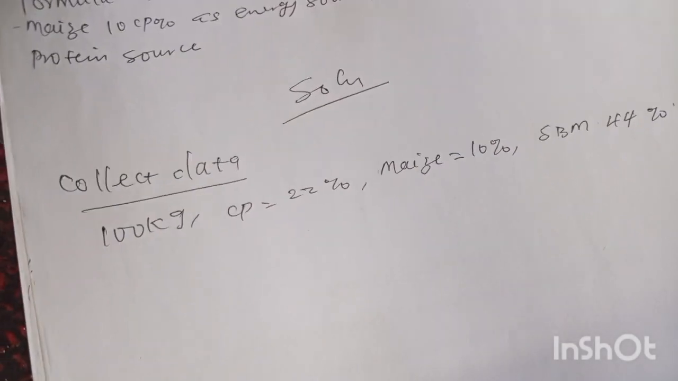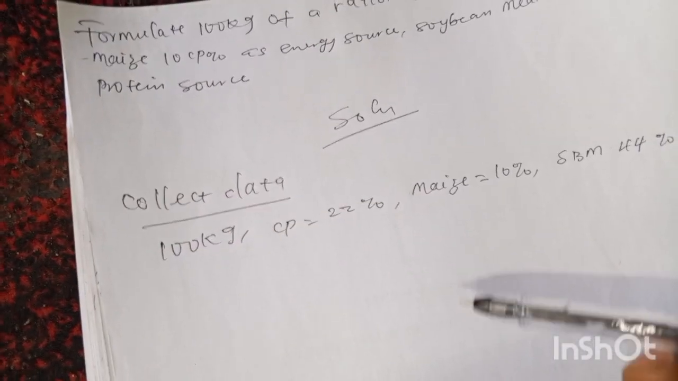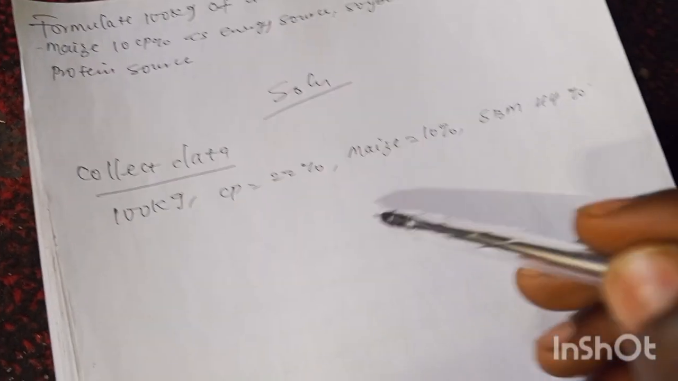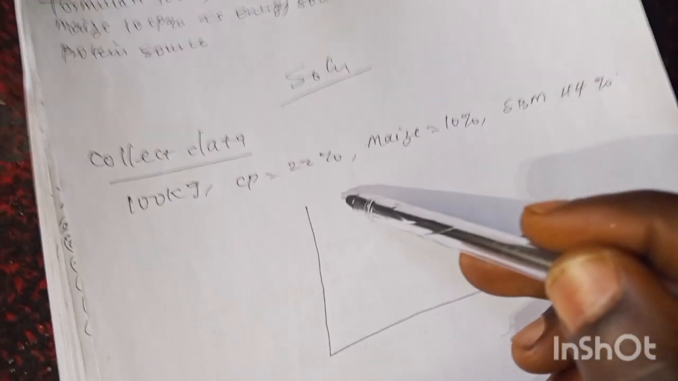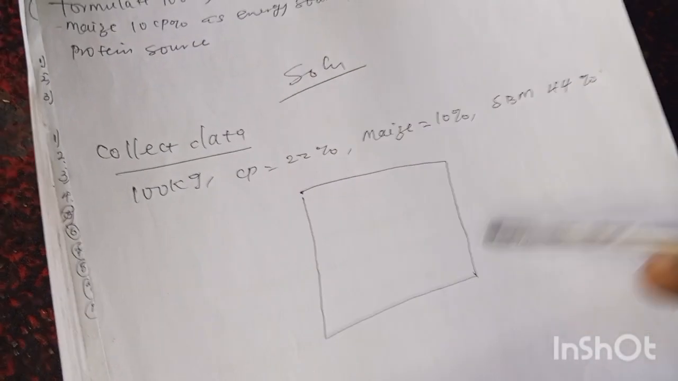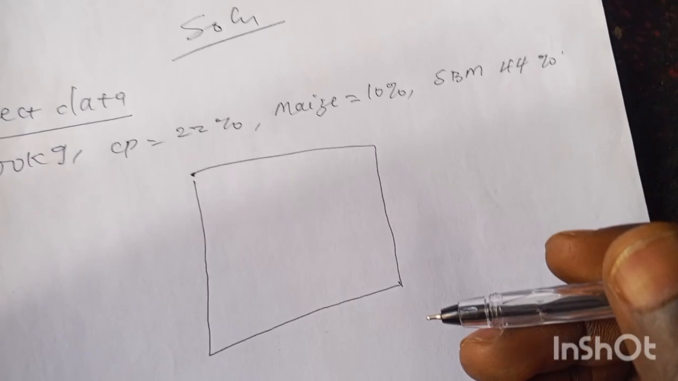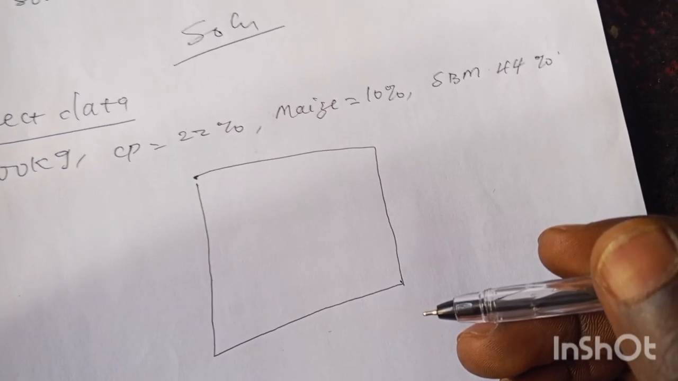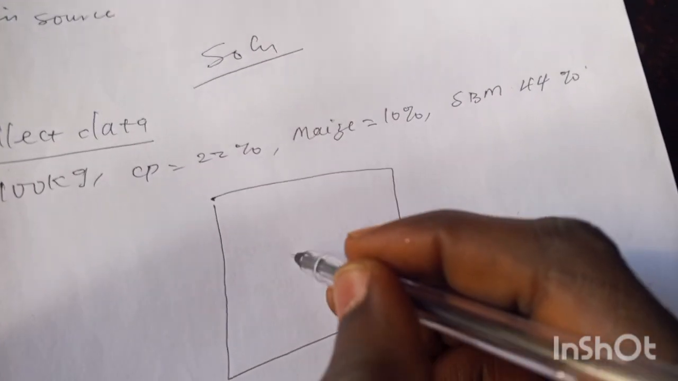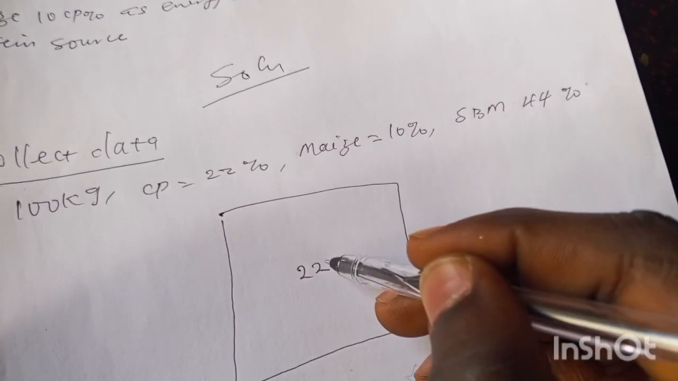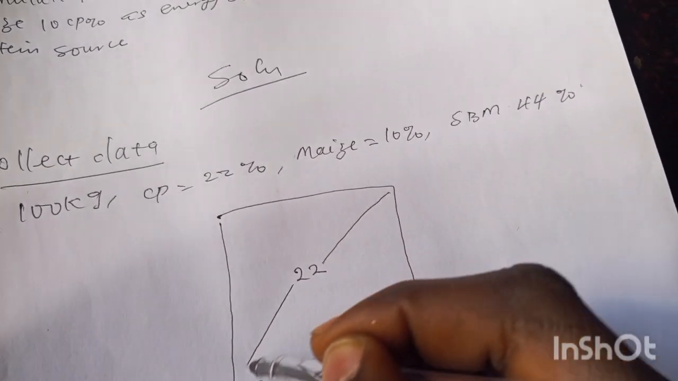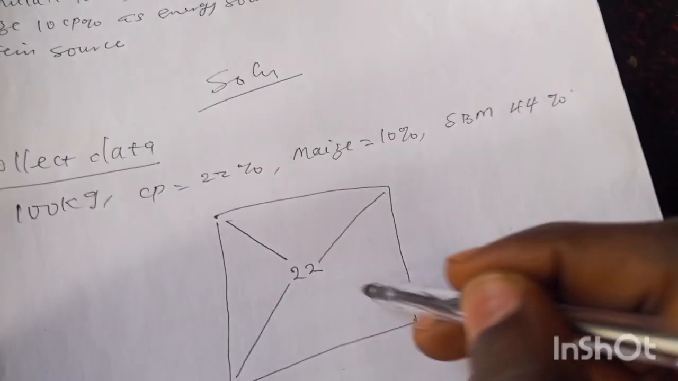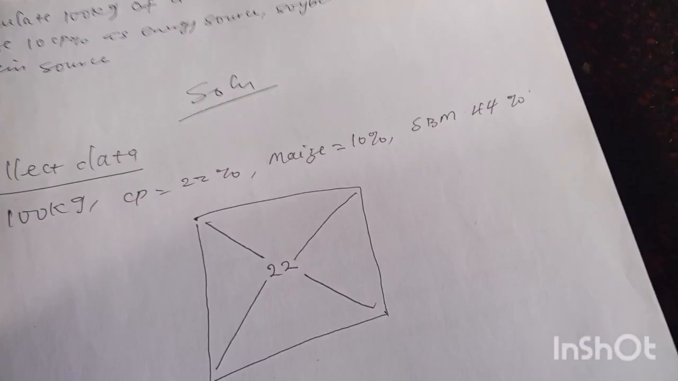Now, what are we going to do? The next thing is to draw our angle. Good. When you have drawn your angle, the next thing is that our required CP is 22, so you put it at the middle. Remember to put your arrow like this. By this, you will not have yourself confused.